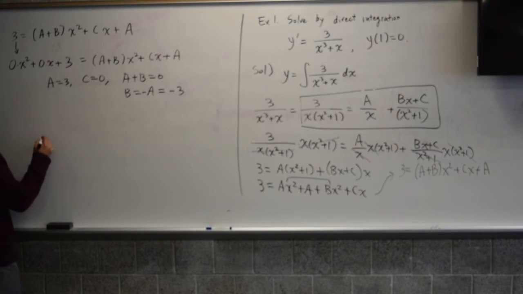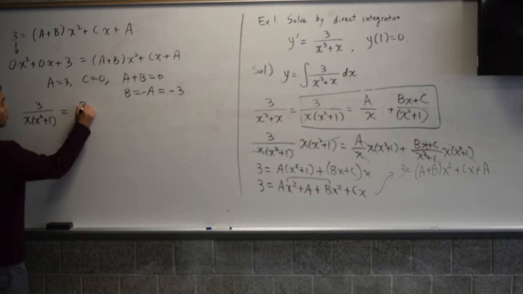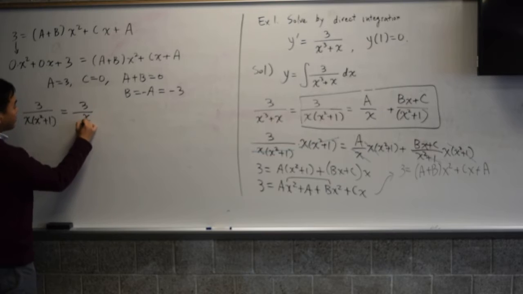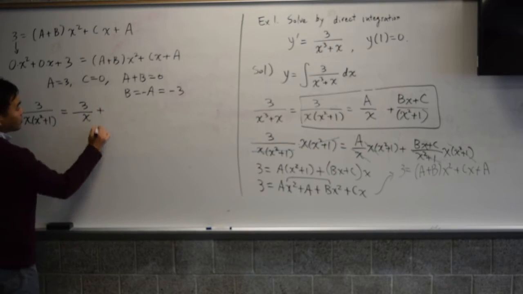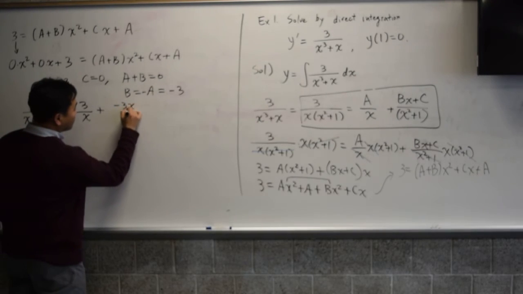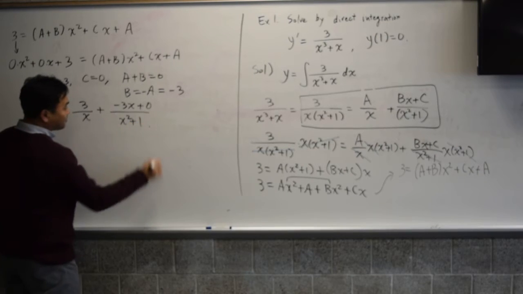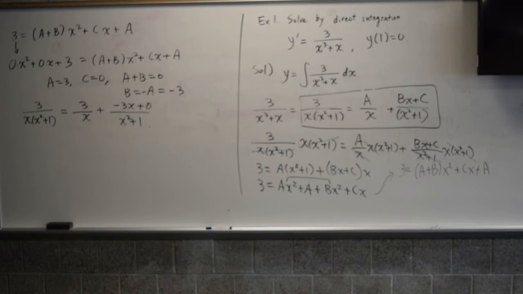Okay? All right. Now what does that give us? Well, it gives us the following identity. It says that 3 over x squared plus 1 is equal to 3 over x plus negative 3x plus 0 over x squared plus 1. Any questions so far?